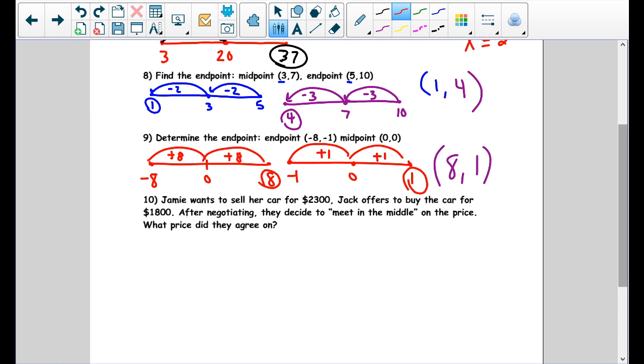Alright, Jamie wants to sell her car for $2,300. Jack offers to buy the car for $1,800. After negotiating, they decide to meet in the middle. What is the price in the middle going to be then? So again, how do we find the price in the middle? How do I find the average? I have 1,800 and 2,300. How do I find that?